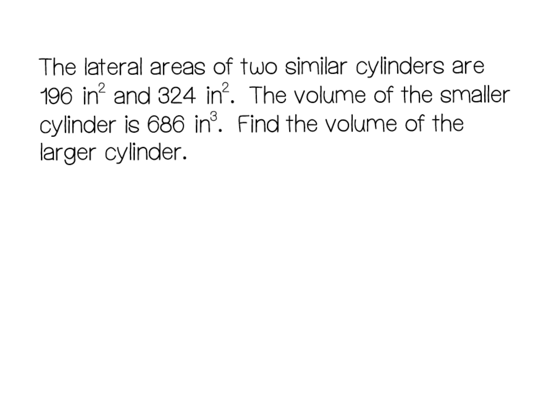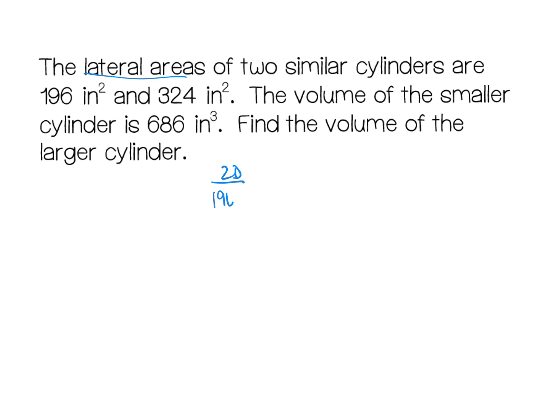It says the lateral areas of two similar cylinders are 196 square inches and 324 square inches. The volume of the smaller cylinder is 686 cubic inches. Find the volume of the larger. Okay, so now it's giving us lateral areas. I know that says area, so that is going to be a 2-dimensional measurement.